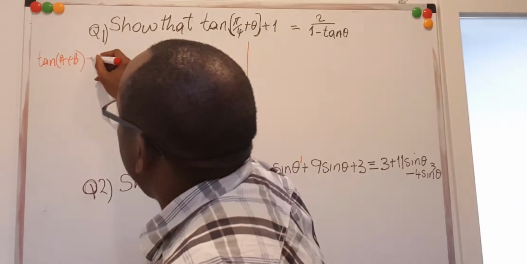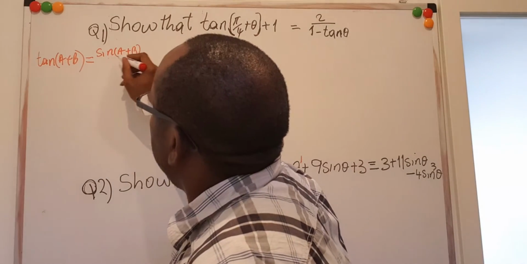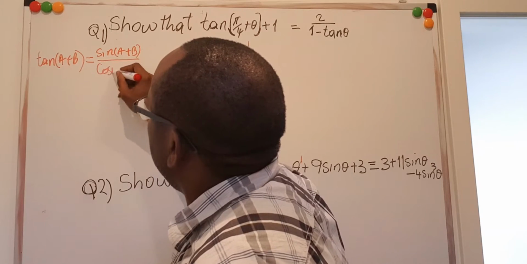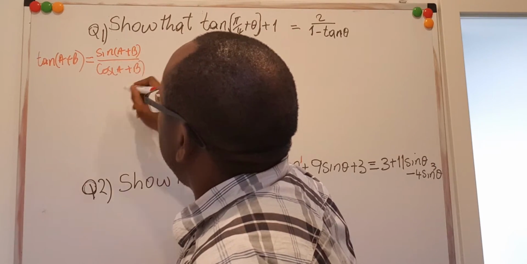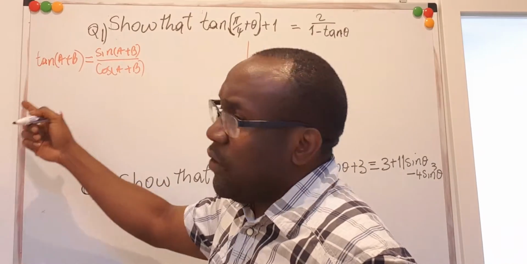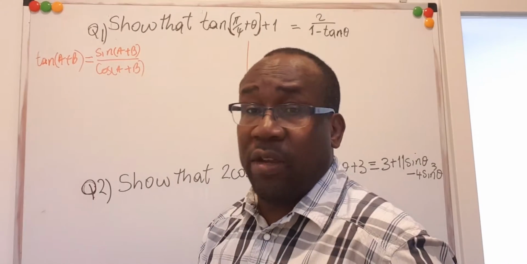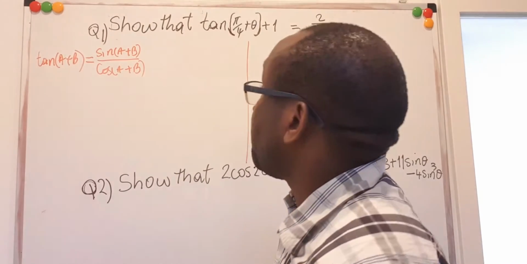For example, I know that this is the sine of A plus B divided by the cos of A plus B. Why? Because the tangent is equal to the sine over the cosine. So the tangent of theta is equal to the sine of theta divided by the cosine of theta. That's something simple that we've learned from a long time ago.